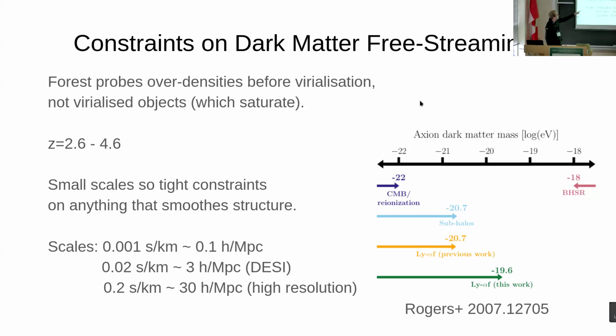So redshift 2.6 to 4.6. And it probes these small scales. These are the native units of the forest, seconds per kilometer, which are velocity units. And this is roughly how they translate to physical units. So 0.1 comoving h per megaparsec is the largest scale it probes, and maybe 3 to 30, depending on the data set you use. So this is useful because it probes very small scales and very high redshifts.